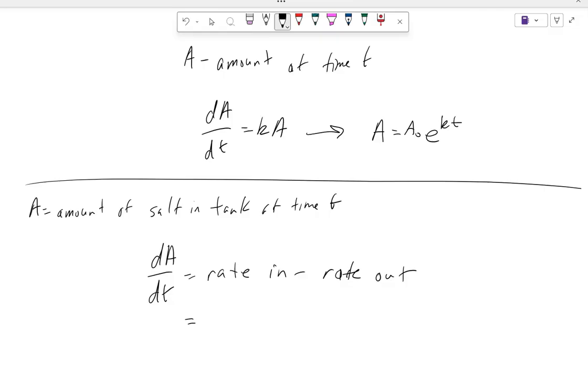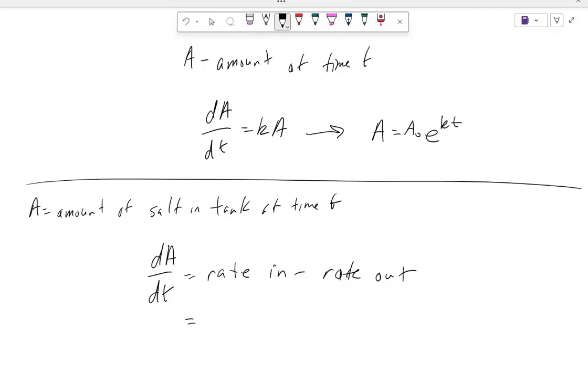2 pounds per gallon, 4 gallons per minute, right? Now let's think about units. Many of you are science students, so you think about dimensional analysis types of things, right? Let's look at the left-hand side of the equation. A represents amount of salt. T represents time. So if I'm looking at dA/dt, what are the units on the left-hand side?